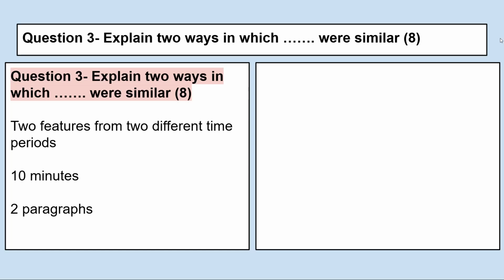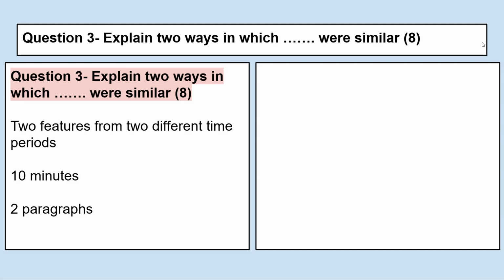Question 3 on the health paper will ask you for explaining two ways in which two factors, and it will usually be similar. It's been similar for every other exam so far, or the exam board has said it could be different, but I would assume it's going to be talking about similarities here. Now, it's an 8-mark question.